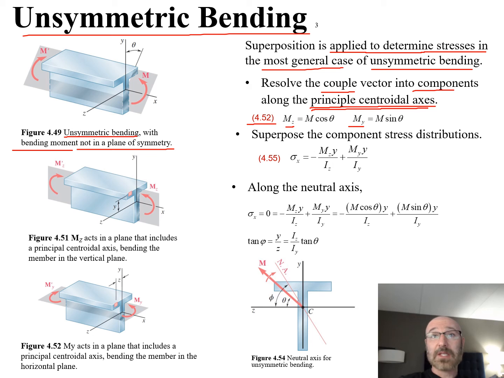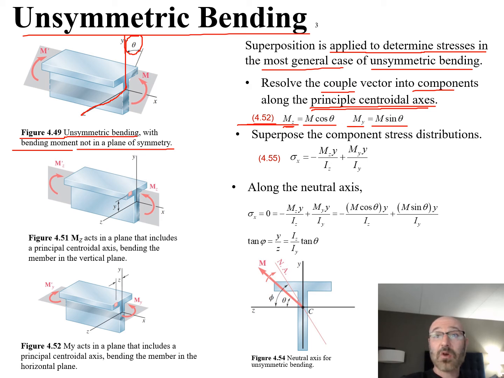So we can do some basic trig, and we can go back to this figure 4.49 and see, okay, there's our angle theta right there. So in our z direction, we have M times the cosine of theta. In our y direction, we have M times the sine of theta. Break them down in terms of our y and our z components right there. So that's where we come up with this relationship in our 4.52 equation.